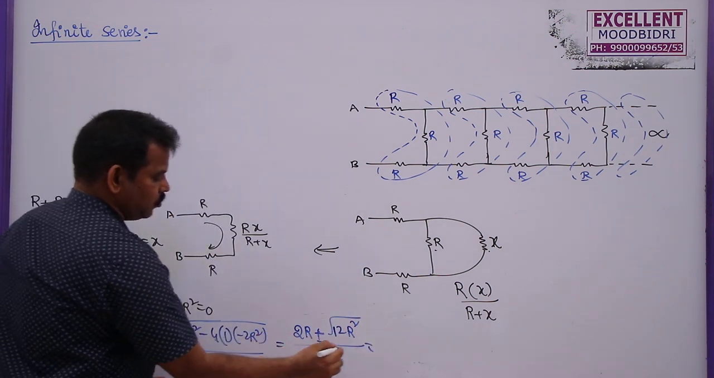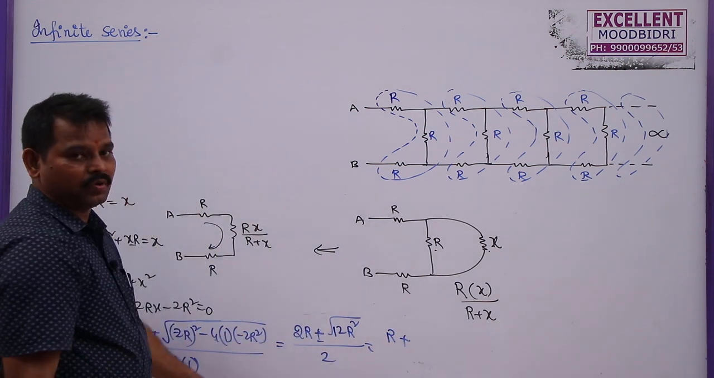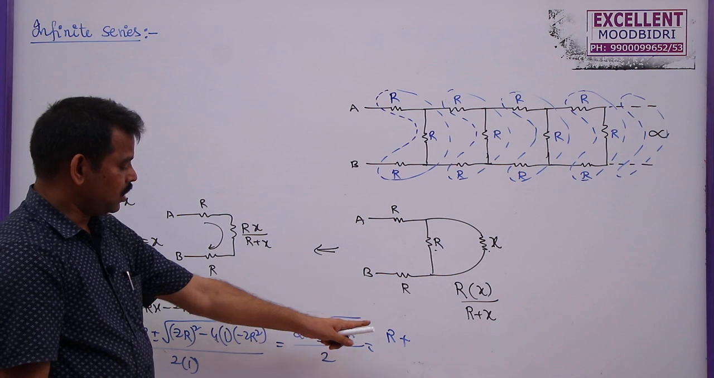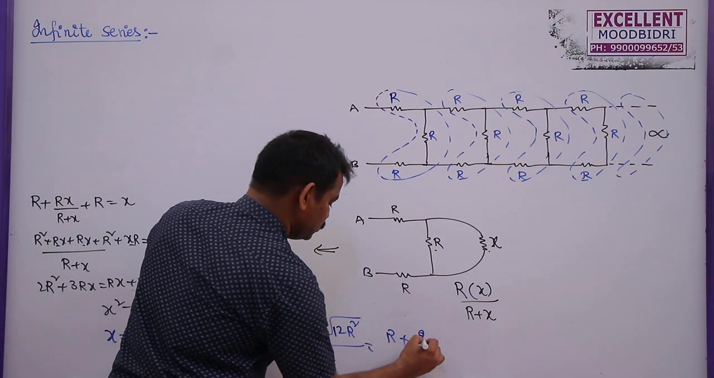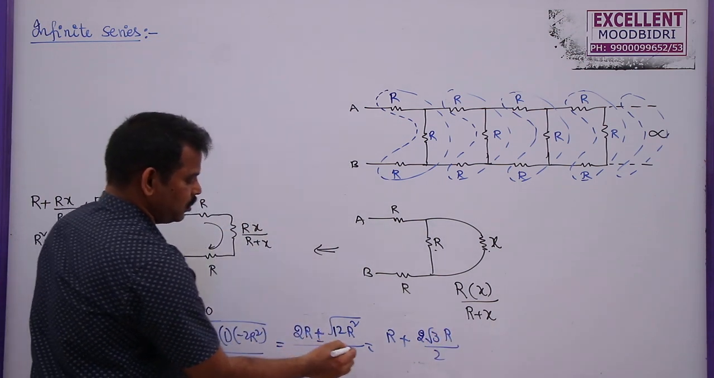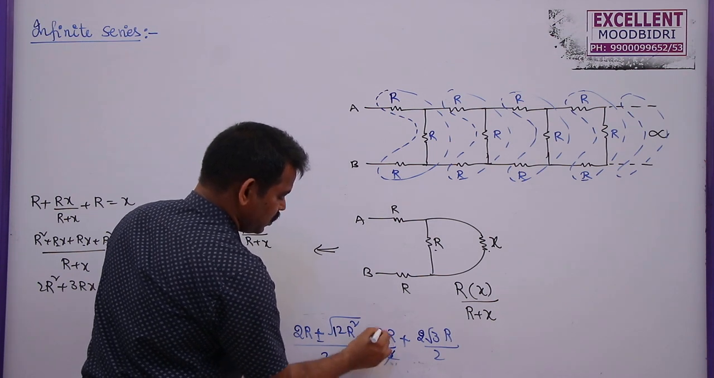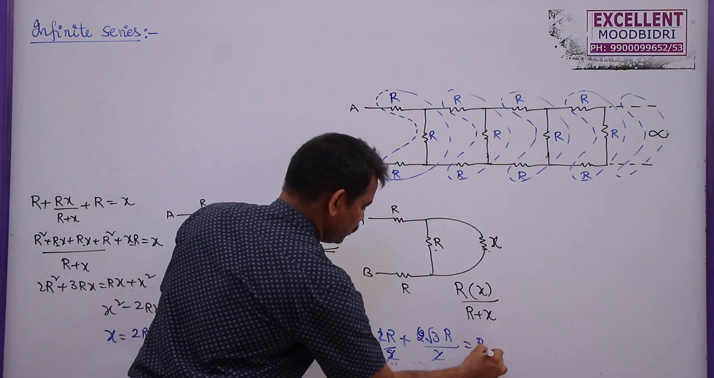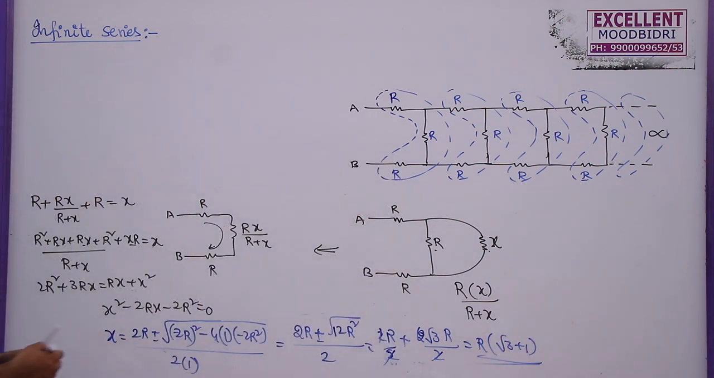So 2R by 2 will become R, plus root 12 R square. Under root, R square gives R, and root 12 can be written as root of 4 into 3, or 2 root 3. So this is 2 root 3 R by 2, because already 2R by 2 is written here, otherwise you write 2R by 2. You can cancel this 2 and 2. So if you take R common, R into root 3 plus 1, this is the effective resistance here.